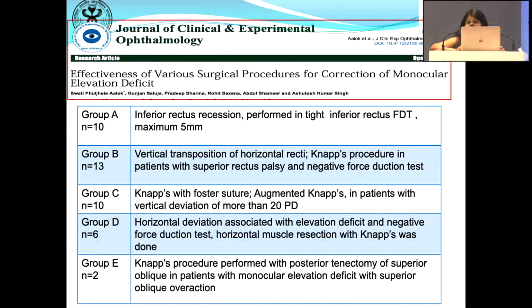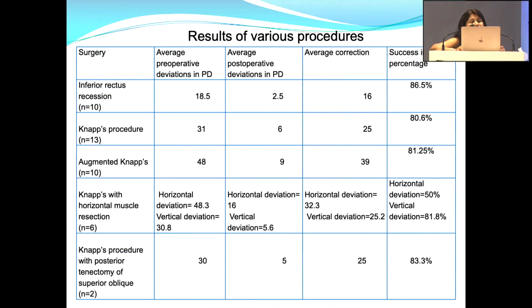So we published our results in different types of MED and different types of surgeries, and this is what we found. We found that the inferior rectus recession more or less gave us the average correction of 20 prisms. NAPS procedure alone without any augmentation gave us 25 to 30 prisms. So therefore, whenever we have a vertical deviation more than 25-30 prisms, it is better to augment it with posterior fixation suture. The augmented NAPS gave us around correction of 40 prisms. However, when we did the horizontal muscle surgery along with the NAPS only by doing resection, we found that it gives us an average correction of around 30 prisms.